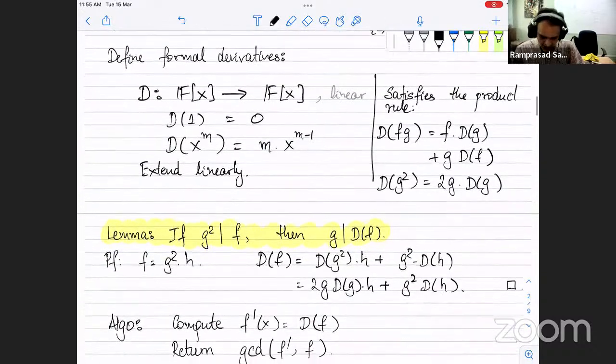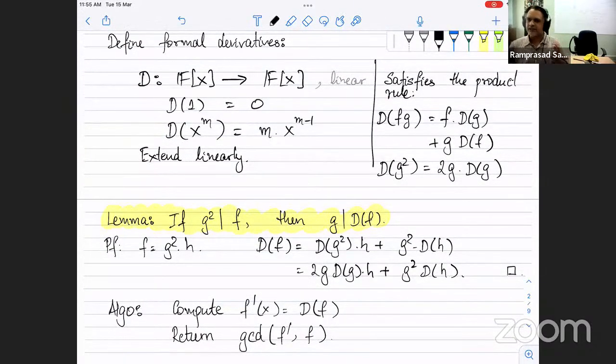This naturally leads to the following extremely simple algorithm to find a factor if it so happens that some g squared divides f. I don't need to know what g is at all. Let's just compute the derivative. I'm given f as a bunch of coefficients, so I know precisely how to compute the derivative. Then let's just take the GCD of f prime with f. If there was some g such that g squared divides f, then g divides both f and f prime, and therefore it will show up in the GCD.